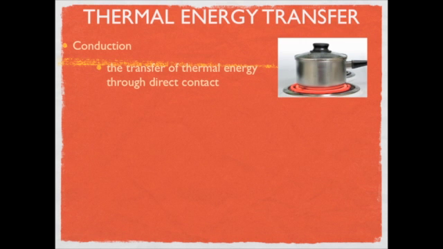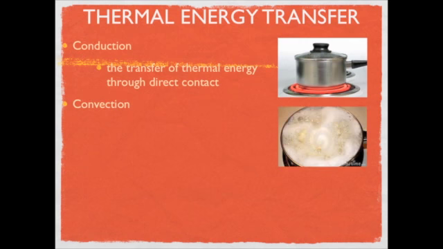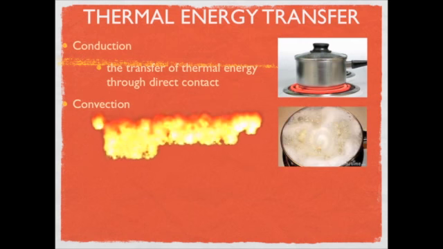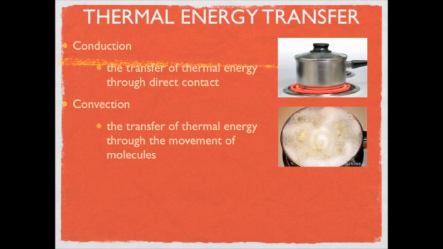The second type of thermal energy transfer is convection. This is the transfer of thermal energy through the movement of molecules. The example I have shown here would be boiling water. The water on the bottom of the pot gets hot and moves up, and the cold water moves down, creating a convection current. Another example would be a convection oven that blows the warm air around.